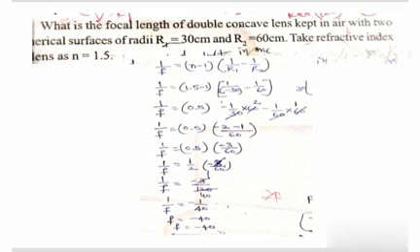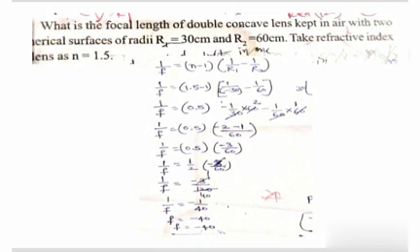And finally what will come? 1 by F is equal to 1.5 minus 1, open bracket, 1 by minus 30. Why have we written minus 30? It is a biconcave lens. In a biconcave lens, R1 is negative. That's why we have written minus 30. Next, minus symbol, 1 by R2 means 1 by 60. So 1 by F is equal to 1.5 minus 1, which means 0.5.